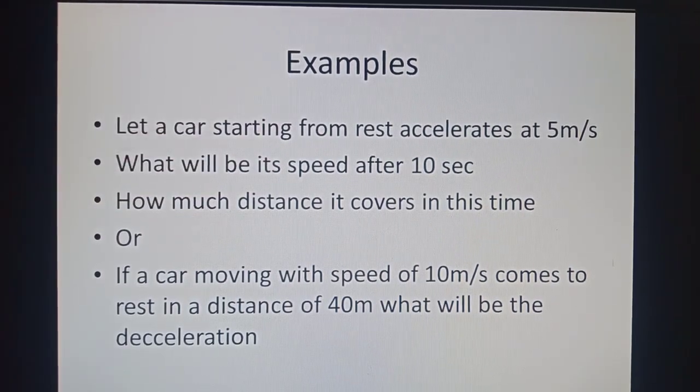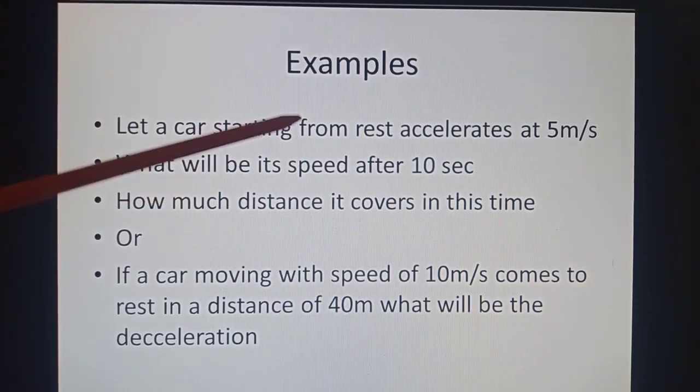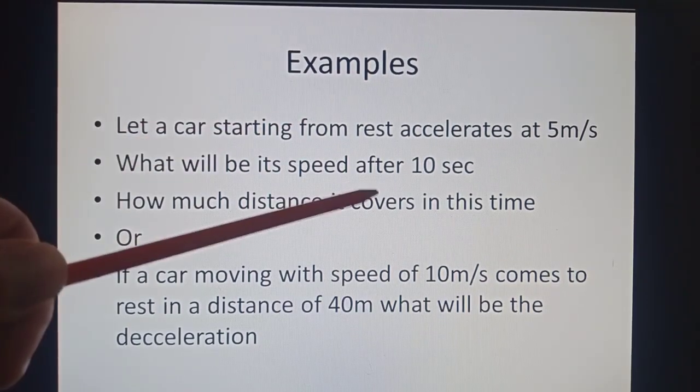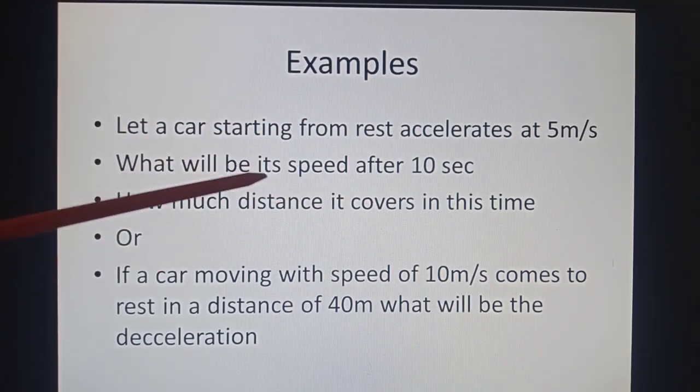Now, after carefully studying the statement of the problem, we know that some values are given. Vi, initial velocity is given, a is given, and time is given. We have to find Vf. It is very much clear that we will use the first equation of motion here, but keep in mind that all the values should be in standard units.